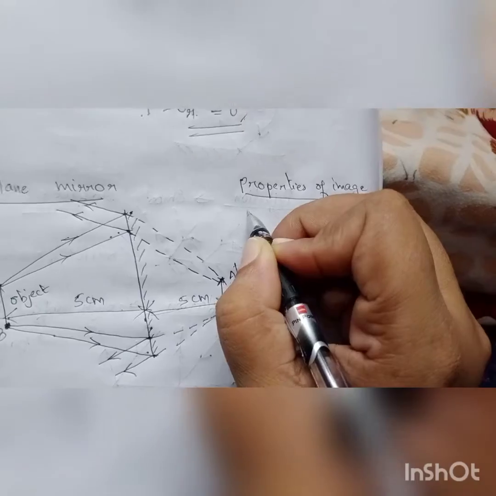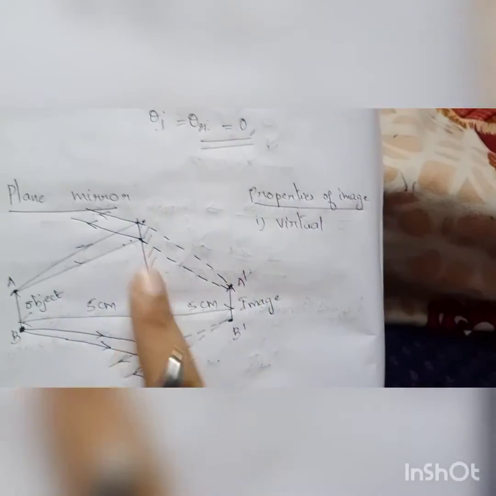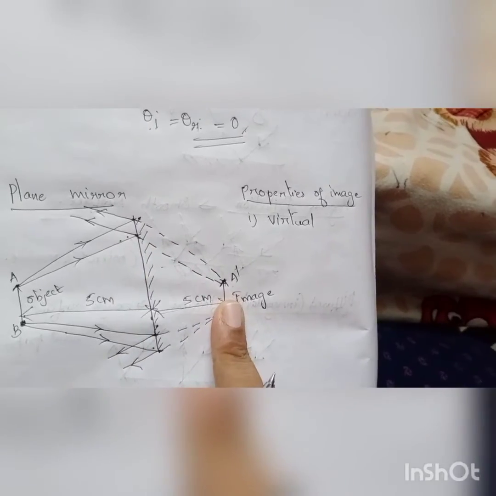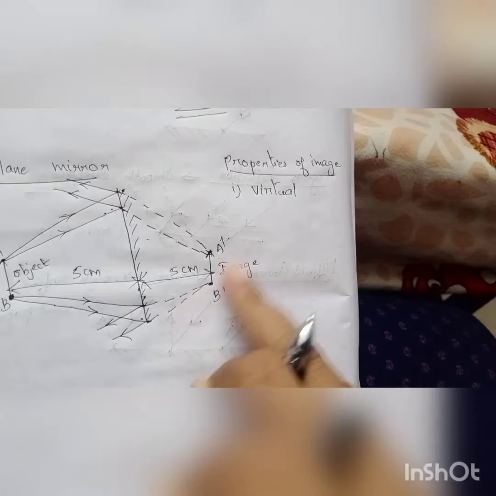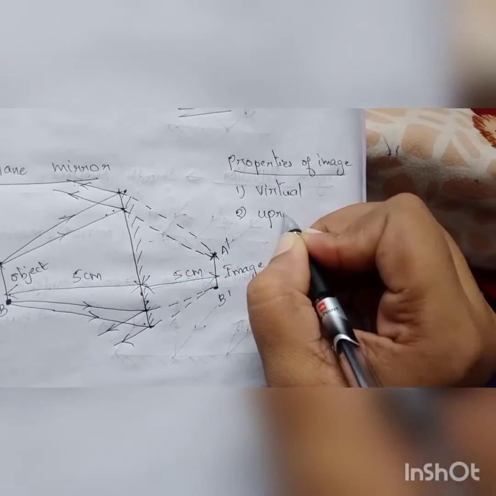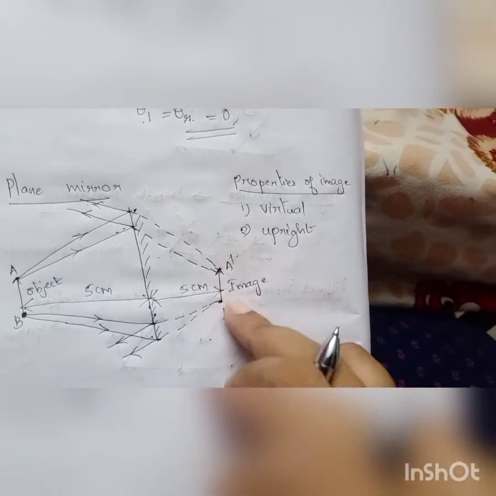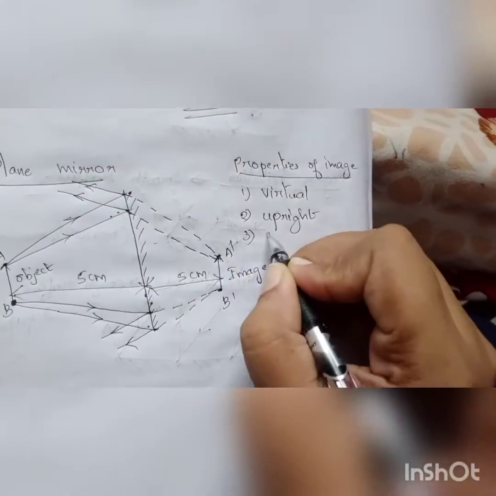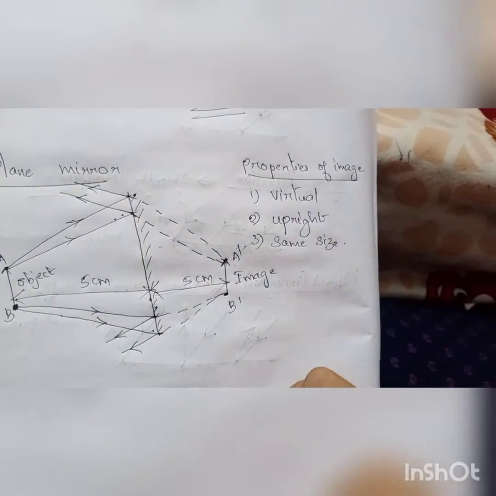Properties of the image. The first property is that the image will be virtual. Virtual means it is formed inside the mirror. The second is that it is upright, or erect. That means it is a straight image. The third is same size. The size of the image as well as the size of the object are the same.